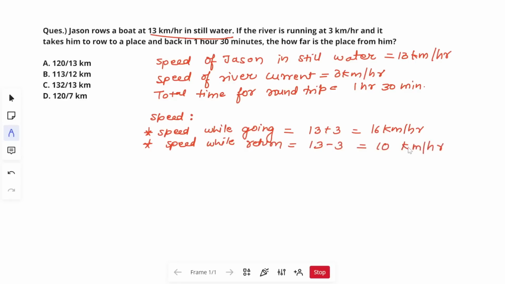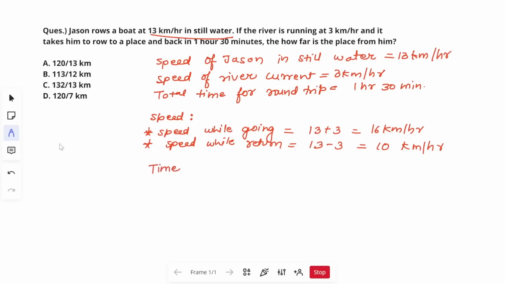Hope you have understood how we calculated. So our Jason speed in still water is 13 kilometer per hour and speed of river current is 3 kilometer per hour. So while going it will be added and while returning it will be subtracted. So we will have these speeds. Okay. Now let us see the time calculations.